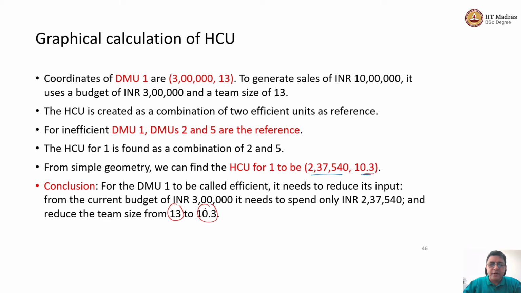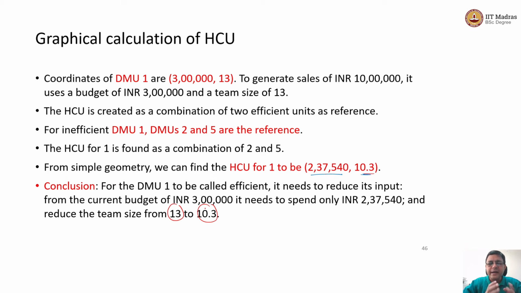There are practical ways of arguing that. So if you really want to argue 10.3 in terms of number of people in the team, you are going to say that there are going to be 10 salespeople who are going to be working on DMU1 full time, and the 11th salesperson is only going to spend 30% of her time for DMU1, right? That is to explain 10.3, right? So things can be explained. But the idea is not to get into the semantics of this.